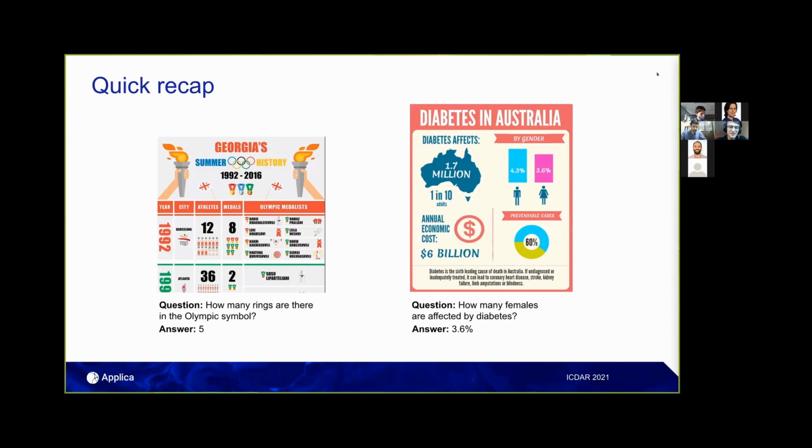As you heard from Ruben, Infographics VQA is the task of answering questions about visualized data from infographics. For example, in the picture on the left, to correctly answer the question, one needs to detect the rings forming the Olympic symbol and count them.